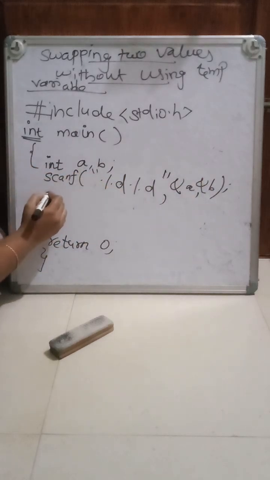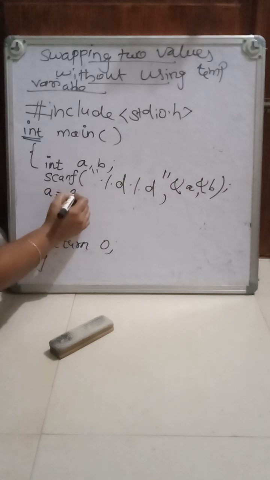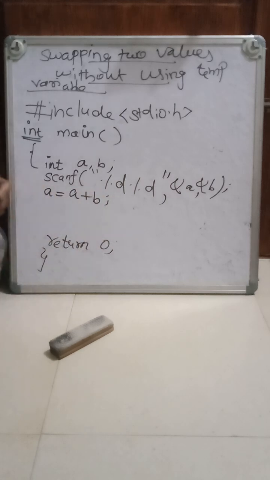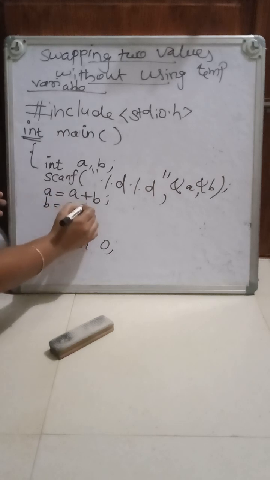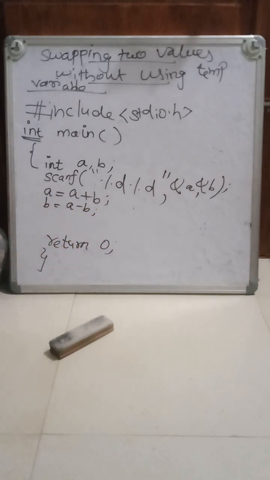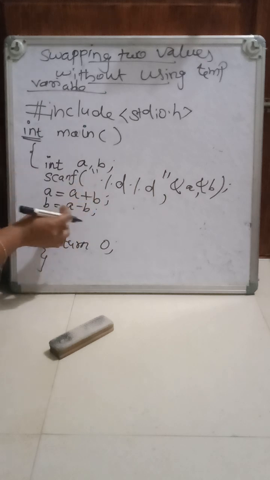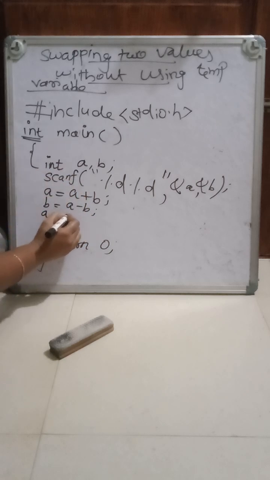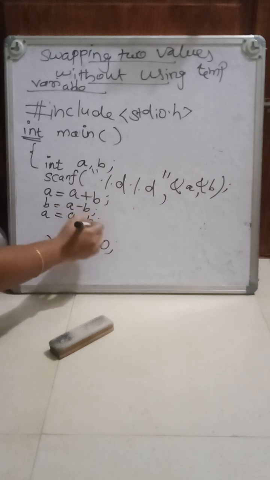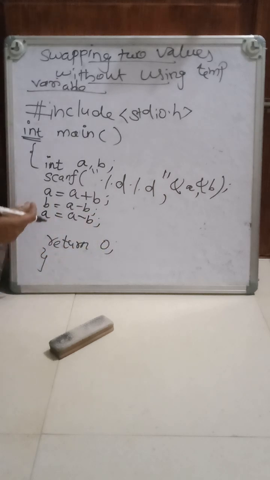Yes, after that we have to implement the logic. a is equal to a plus b. So now the values of a and b are getting added and stored in a. Similarly, b is equal to a minus b. This is also how we swap the values of a and b with the help of subtraction operations. Again, I am going to use a is equal to a minus b. So now the values of a and b get swapped.